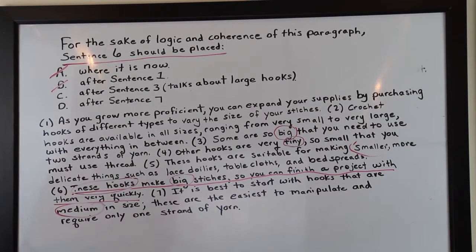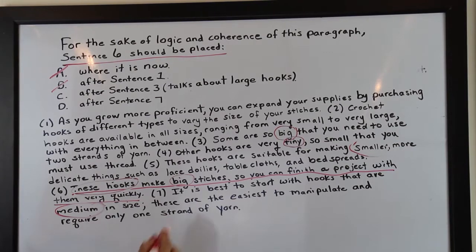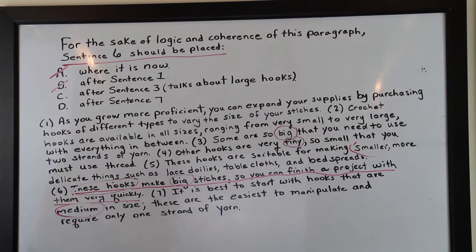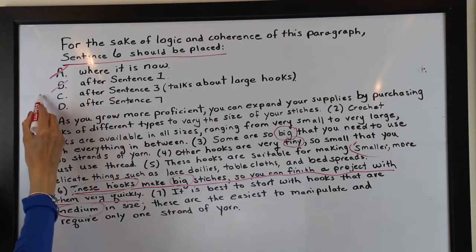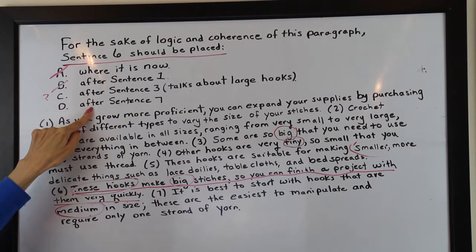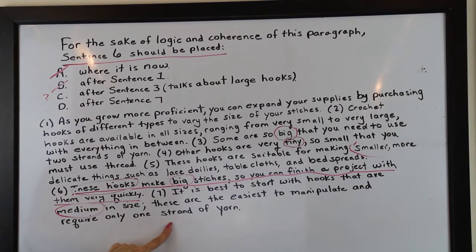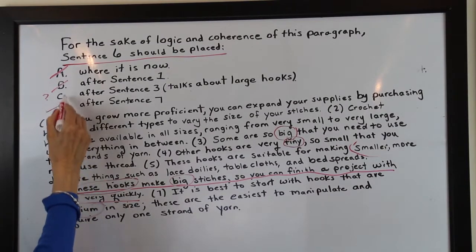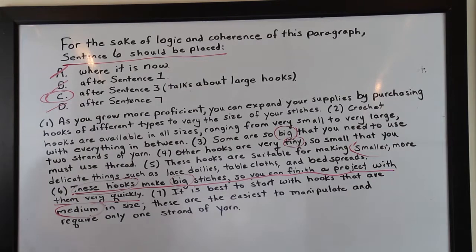After sentence 3 does talk about large hooks. Some are so big that you need to use 2 strands of yarn. Let's just keep that in mind. And after sentence 7, I'll put a question mark. After sentence 7, it is best to start with hooks that are medium in size. Okay, so that's talking all about medium crochet hooks. We wouldn't all of a sudden say these hooks make big stitches. That makes no sense. So we found our answer, it's C.